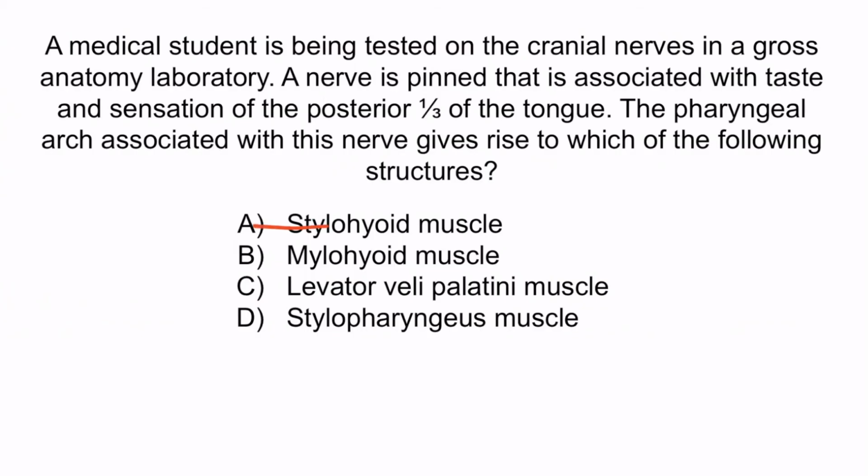A is incorrect because this develops from the 2nd pharyngeal arch. B is incorrect because this develops from the 1st pharyngeal arch. Finally, C is incorrect because this develops from the 4th pharyngeal arch. So again, the correct answer is D, the stylopharyngeus muscle. And with that, we've covered everything you need to know about the 3rd, 4th, and 6th pharyngeal arches.